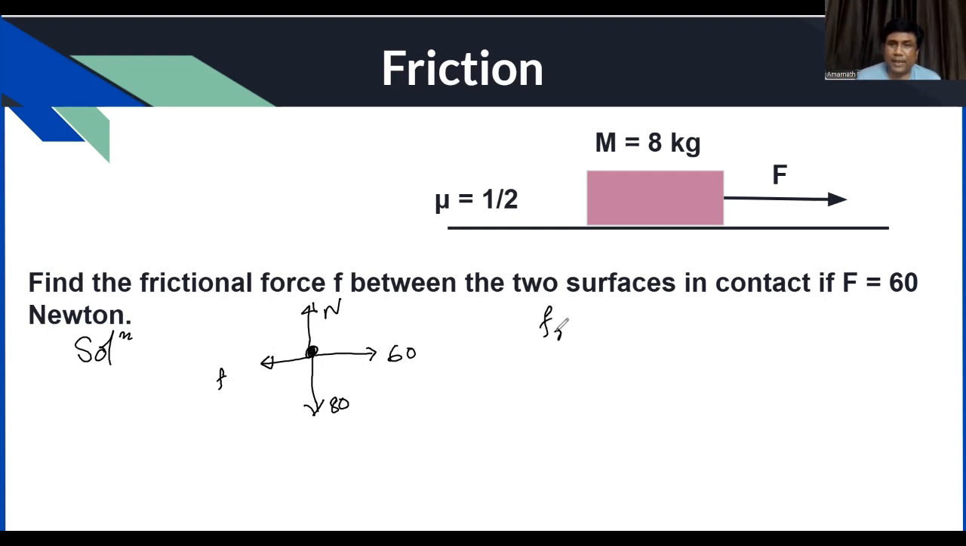So now let's first calculate F max. F max is mu into N. Mu is half, and N will be 80 only. So it will be 40. Now you see the applied force is more than 40. It means the object will just start dragging over the surface, and the frictional force will obviously be the maximum frictional force only. Therefore, small f, the symbol of frictional force, is nothing but F max, which is equal to 40 Newton.